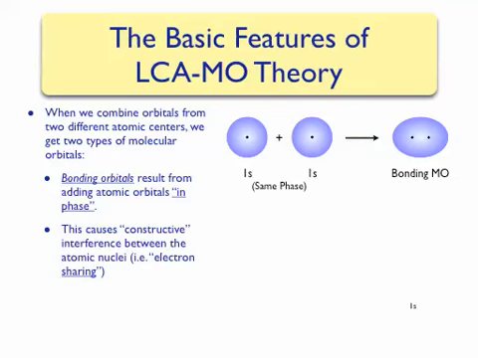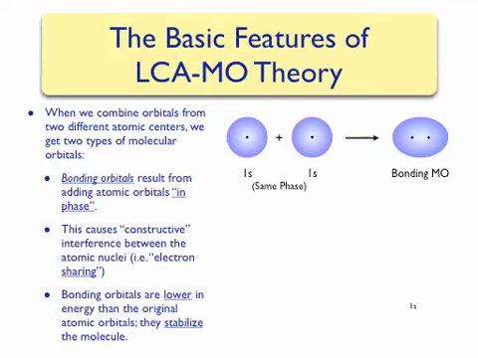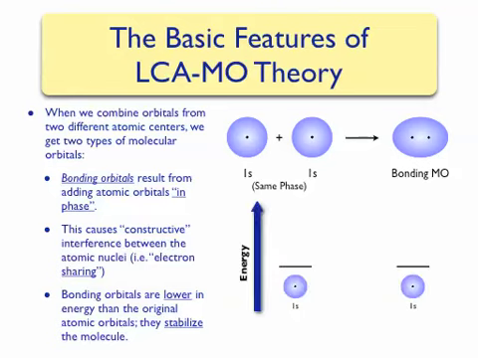In terms of energy, bonding orbitals tend to be lower in energy than the original atomic orbitals. This means that they will stabilize the molecule. Here's an energy level diagram that shows the energy of the two 1s orbitals. If they come from the same atom, they will have the same energy. Here's the energy of our bonding molecular orbital, which is lower in energy than the atomic orbitals that made it.